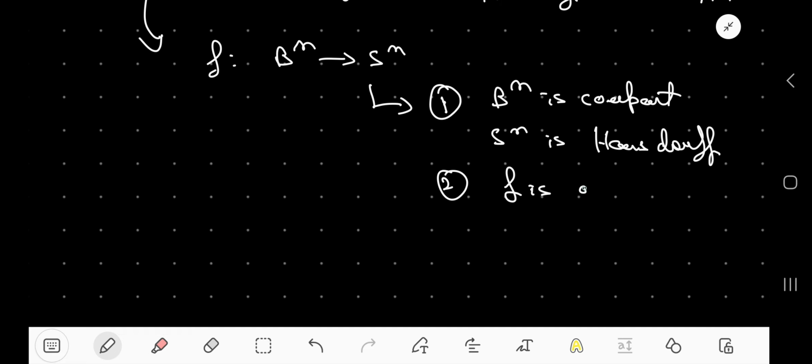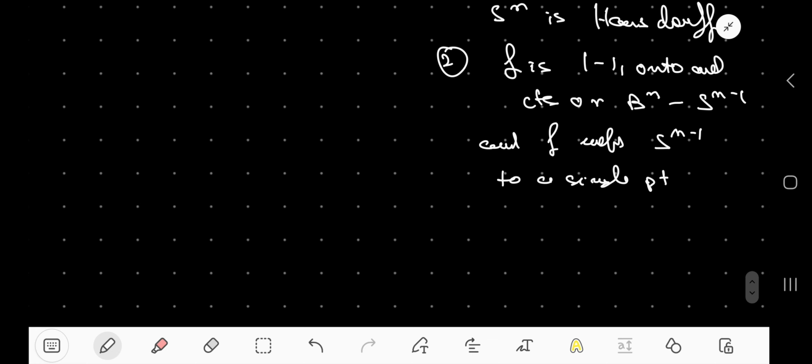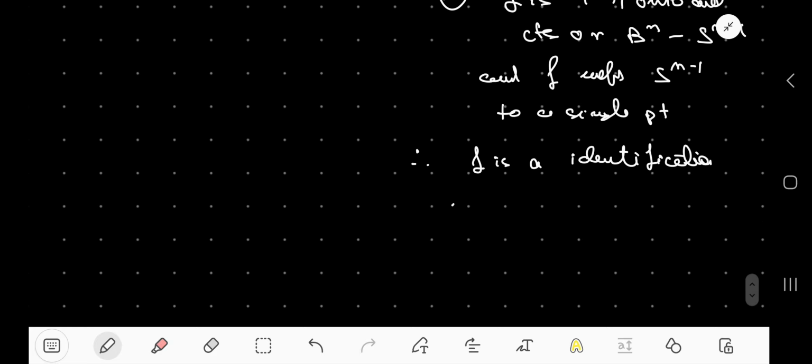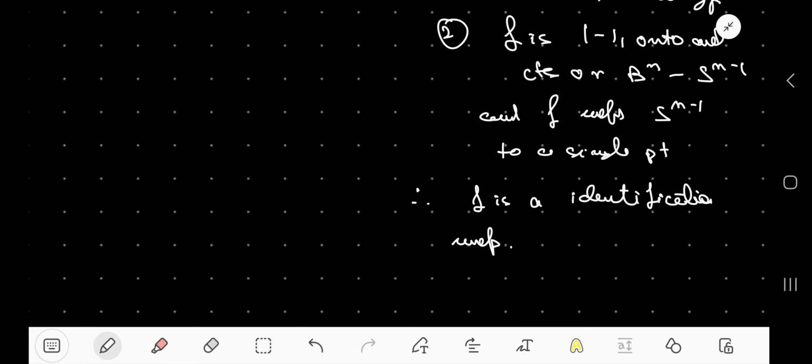Number 2, f is 1-1 onto. I should better be saying f is 1-1 onto and continuous on Bn except its boundary, and f maps Sn minus 1 to a single point. So 1 and 2 will give that f is an identification map. So these two things will justify why we have this homeomorphism, why we have this identification.